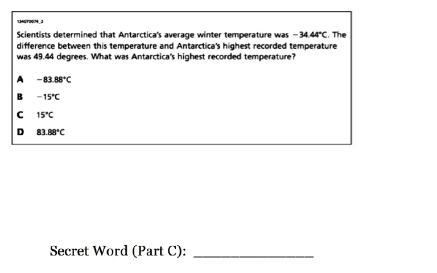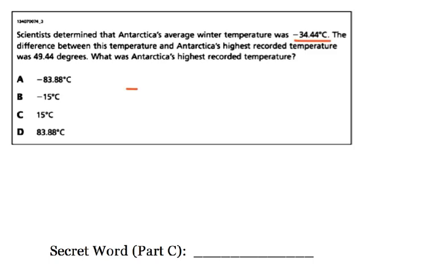Alright, let's take a look at this one, which looks tricky, but really we can, again, figure it out like the last one. Scientists determined that Antarctica's average winter temperature was negative 34.44 degrees. The difference between this temperature and Antarctica's highest recorded temperature was 49.44 degrees. What was Antarctica's highest recorded temperature? Alright, so I think what makes this one tricky is it's hard to figure out if we're supposed to add or subtract here.